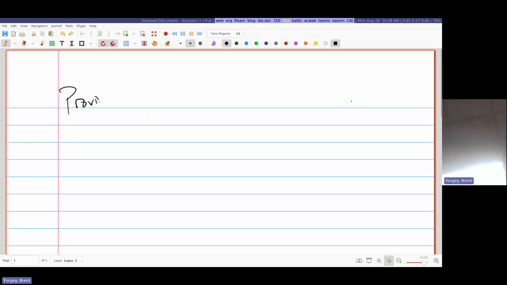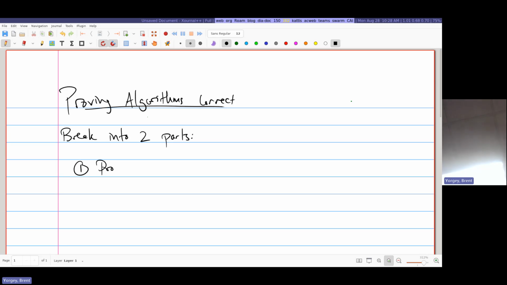Okay, so we're going to talk about proving algorithms correct. Typically, we break this down into two parts. Piece one is to prove the algorithm terminates.